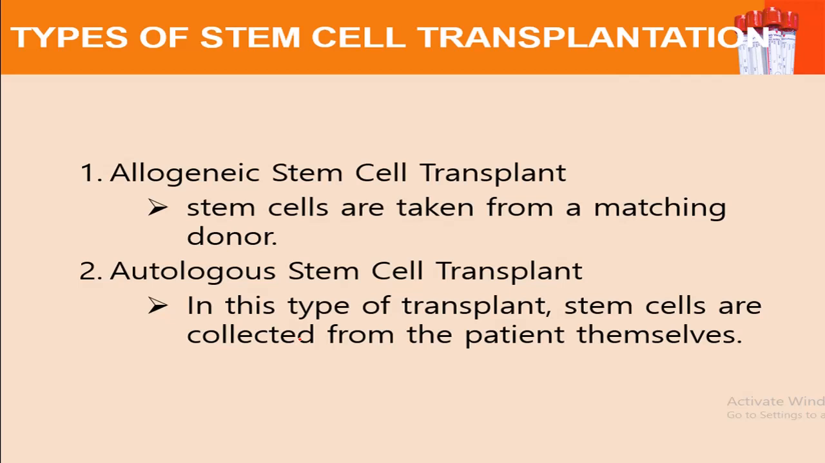There are two types of stem cell transplantation. The allogenic and the autologous. Ang allogenic stem cell transplant, ang stem cells are taken from a matching donor. Okay? Sa ibang tao galing yung stem cells. While autologous, the stem cells are collected from the patient and then it is frozen and then it will be transferred back to him after.